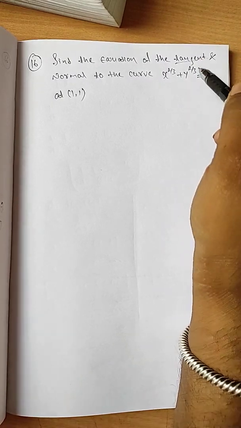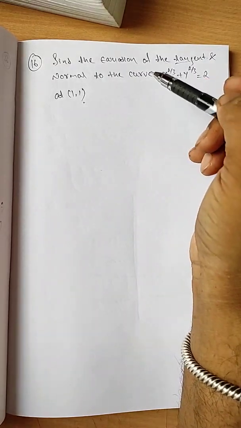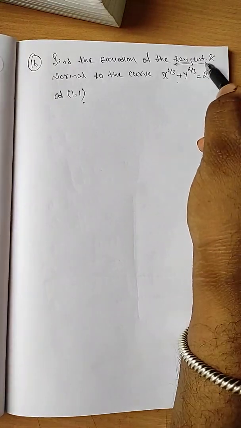So in today's class we are doing the problem. The curve and point are given, you want to find the slope and then you want to find the equation of a tangent. Here they clearly mentioned you want to find only the equation of a tangent.